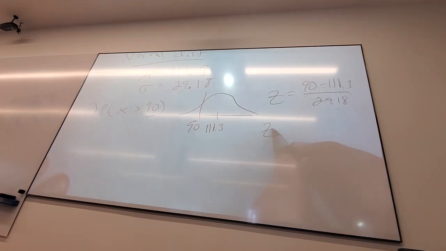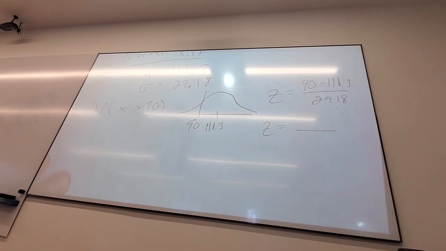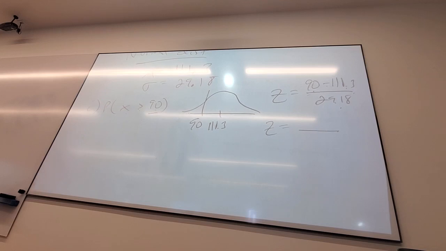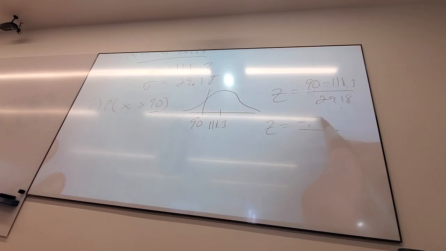Okay. So take a minute, figure that out. Don't say it yet. Negative 0.71? Negative 0.73? Is it 7.30?